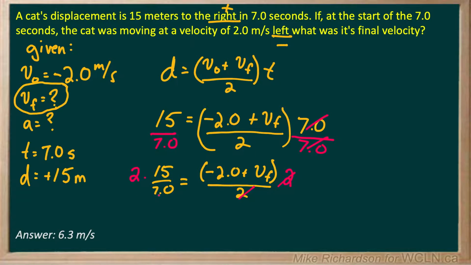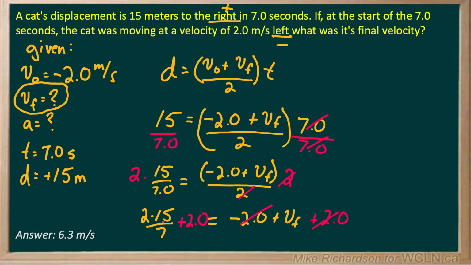So now I get 2 times 15 divided by 7 is negative 2 plus v final. So my equation is quite a bit simplified. 2 times 15 all over 7 equals negative 2.0 plus vf. Now I want to get rid of this negative 2.0. So the easiest thing to do, because it's added to the v final, is to remove it by adding a positive 2.0. Negative 2 plus 2 goes away. But I have to do the same thing to both sides.